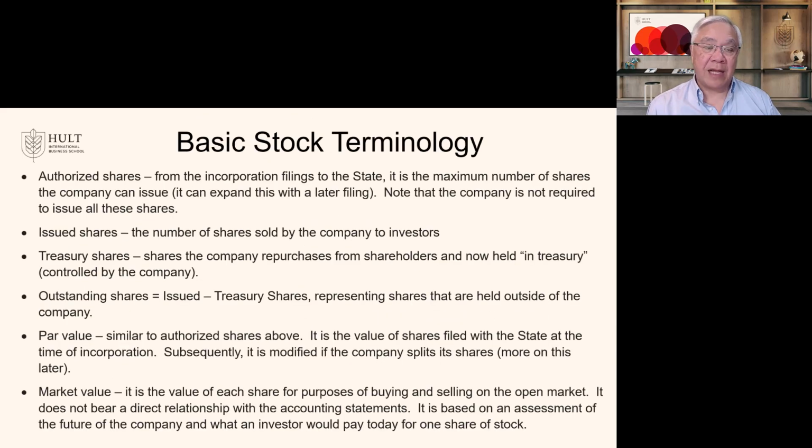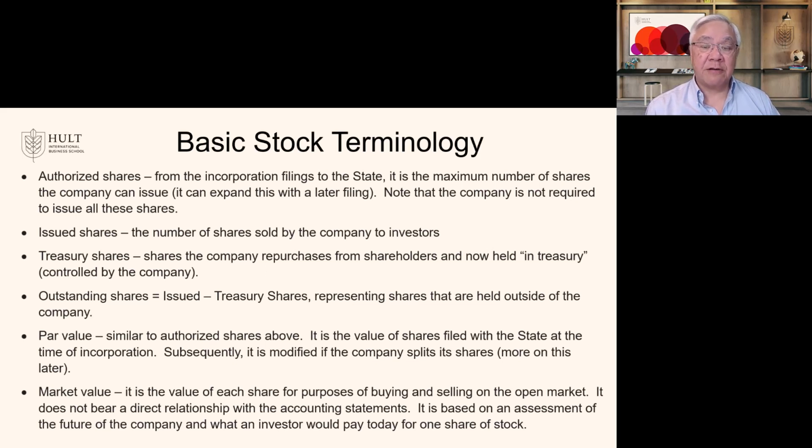Basic stock terminology. Authorized shares are from the incorporation filings to the state at the outset of the company. It is the maximum number of shares that the company can issue. It can expand this with a later filing, but at that moment is the amount that was approved. Note that the company is not required to issue all these shares. It's just a maximum.